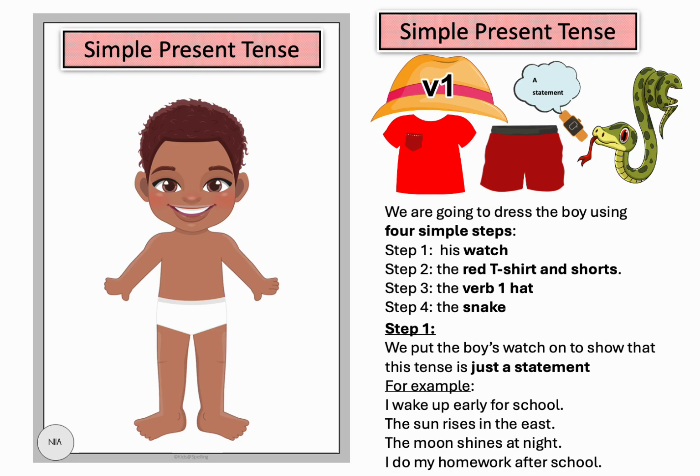Simple present tense. We are going to dress the boy using 4 simple steps. Step 1, his watch. Step 2, the red t-shirt and shorts. Step 3, verb 1 hat. Step 4, the snake. Step 1, we put the boy's watch on to show that this tense is just a statement. For example, I wake up early for school. The sun rises in the east. The moon shines at night.